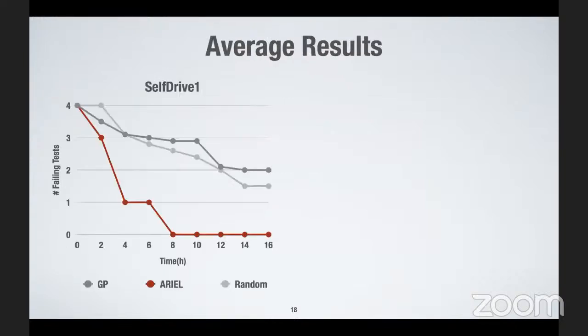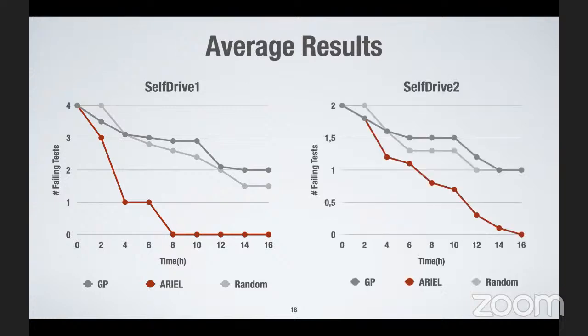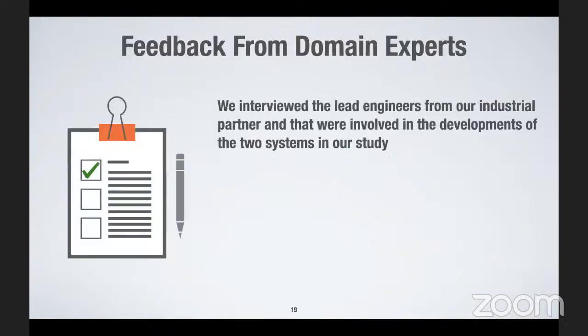The results that we obtained on average are the ones shown in the slides. Ariel could repair all the Self-Driving 1 failures in less than 80 hours. Instead, the other two standard baselines could not even do it with double the time. Also for Self-Driving 2, we could generate a successful patch in 16 hours, while the other approaches could not do so even with larger time. So our approach could repair in scenarios where standard approaches could not.